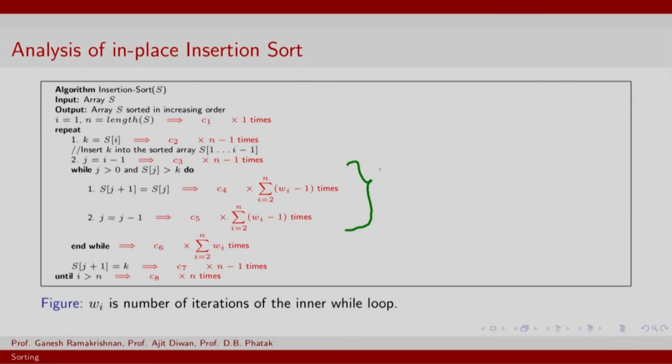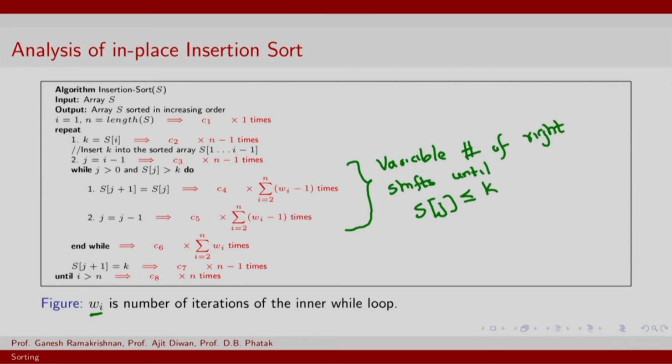So what you see here is a variable number of shifts, and specifically by shifts you mean right shifts, repeated until you find an Sj which is less than or equal to k. So this variable number of right shifts we refer to by Wi.